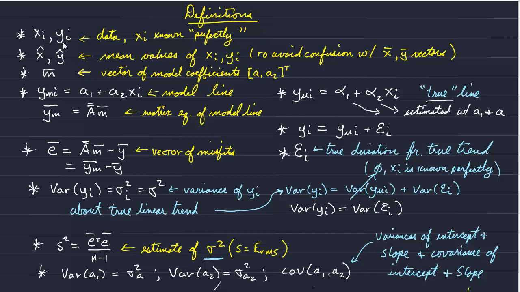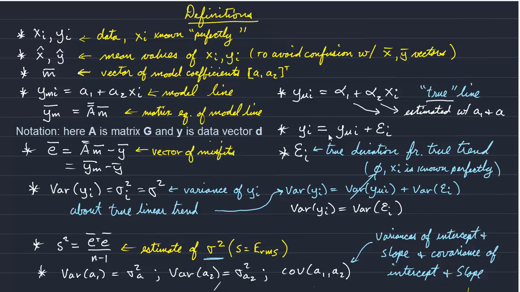Okay, so y_i and x_i are again our pairs of data. x-hat and y-hat are the mean values of our data values. And m is our vector of model coefficients, in this case, the slope and intercept. This y sub m_i is our model line, and we can write that in vector form as y_m equals our A matrix times m, representing the model line for all n values of x. Our error vector is the difference between our model values and the measured values of y, so that's y_m minus y.